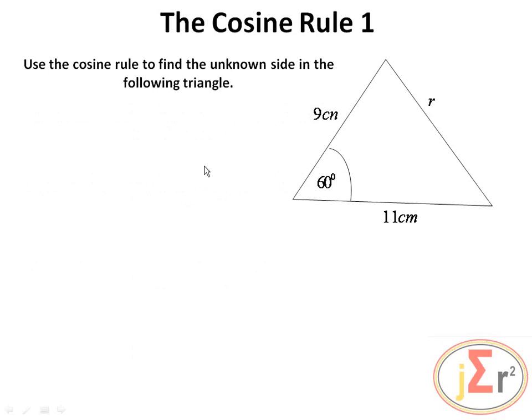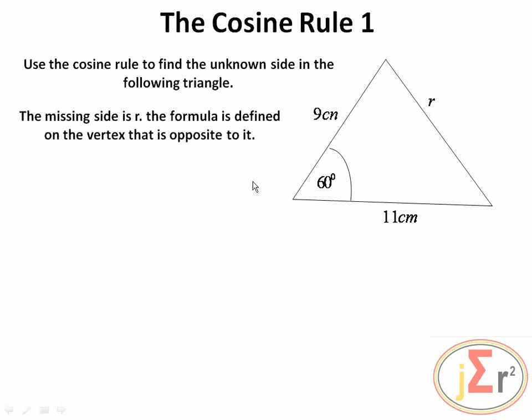Use the cosine rule to find the unknown side in the following triangle. We can only use the cosine rule if we have the angle that is opposite to the side and also the two sides that form the angle. So no problem, we have that. The angle opposite to the side that we need to determine and the two sides that form that angle. So we have all the information pertaining to this vertex. The two sides and the angle.